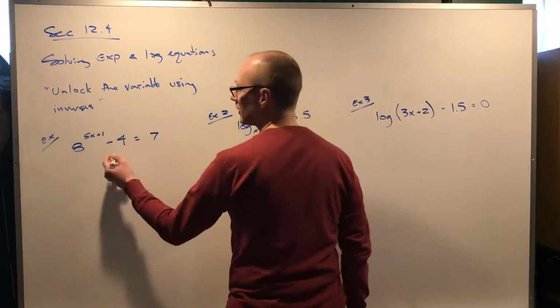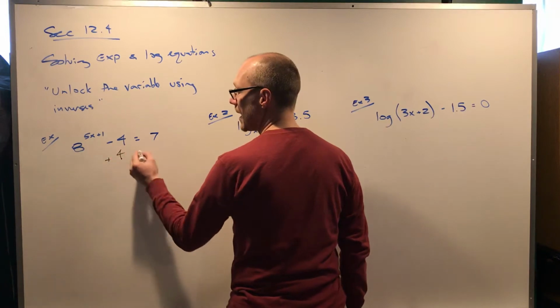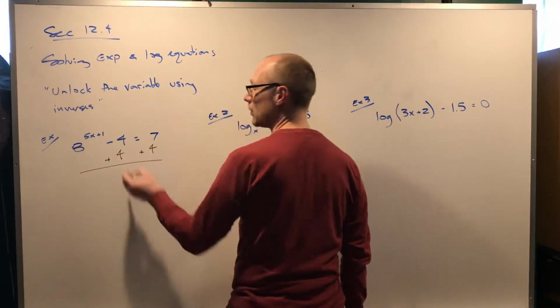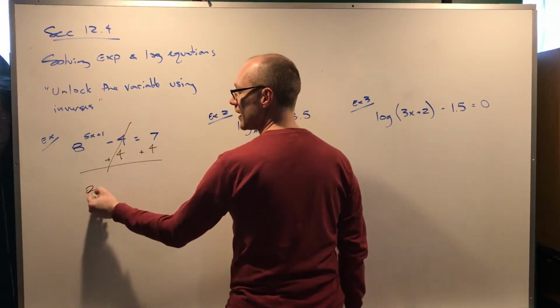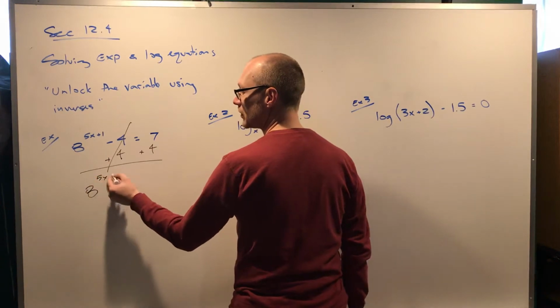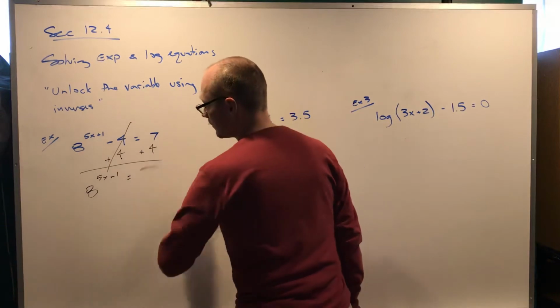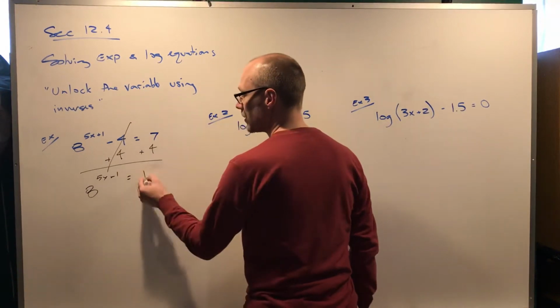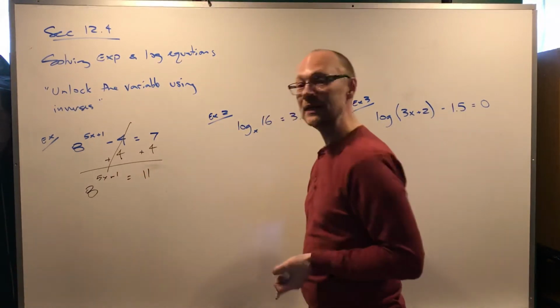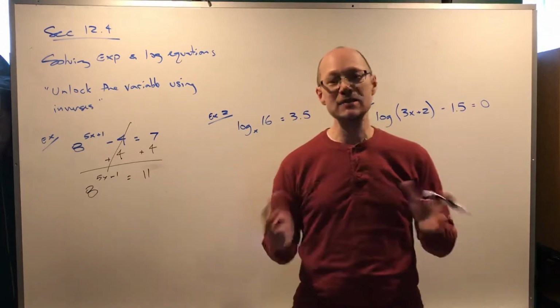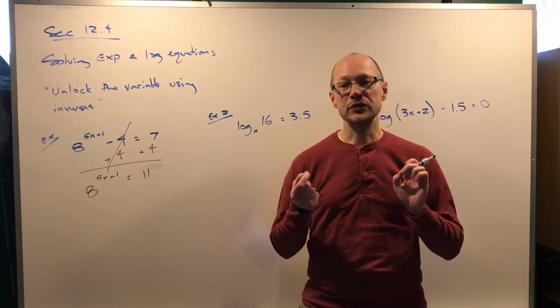First of all, to isolate this exponential power, add 4 to both sides. We have 8 to the 5x minus 1 equals 11. And now you see that the variable is locked in the exponent. Then we use the inverse, which is the logarithm.